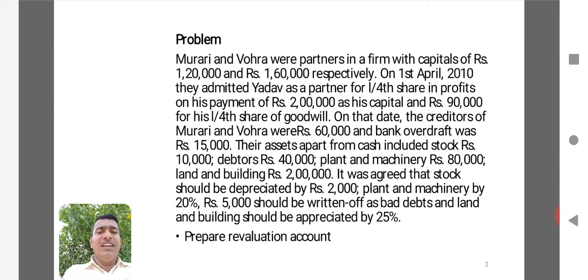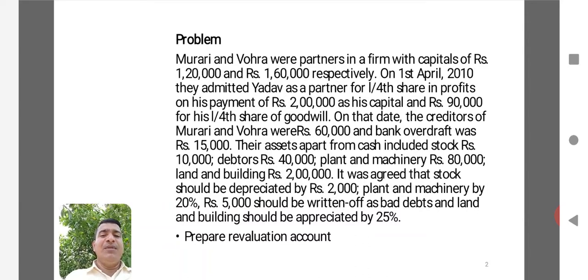Then it was agreed that stock should be depreciated by 2,000. Now you see, this information is very important for us while preparing revaluation account. Here we know there is depreciation in the value of stock. When the stock is depreciated by 2,000, it will be a deduction in the value of asset that will come to the revaluation account debit side. So we have to enter it in the debit side of the revaluation account, that is 2,000.